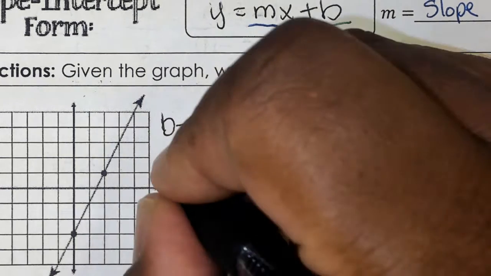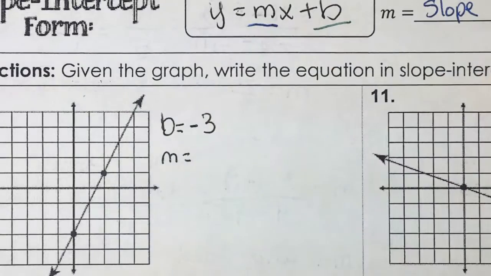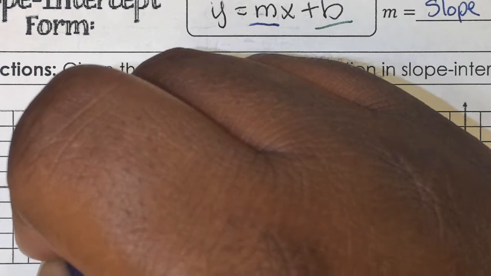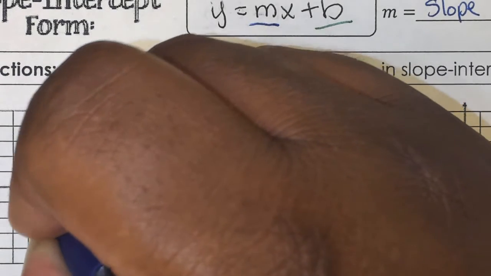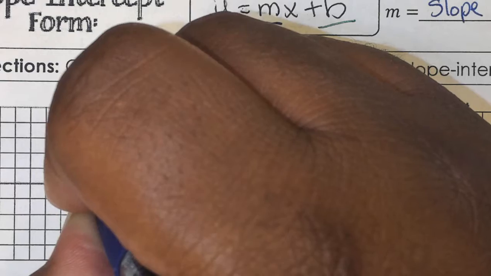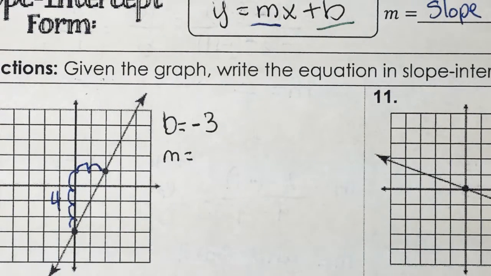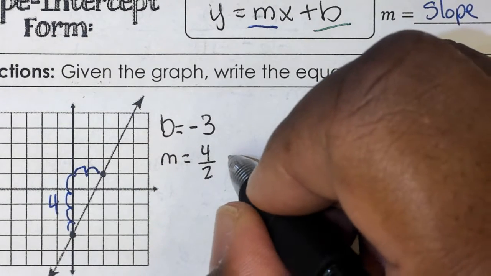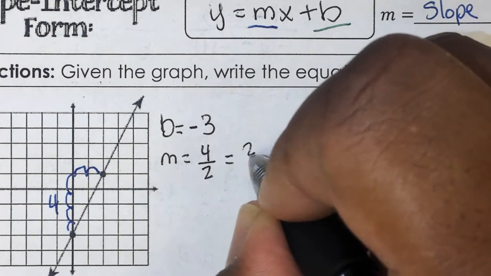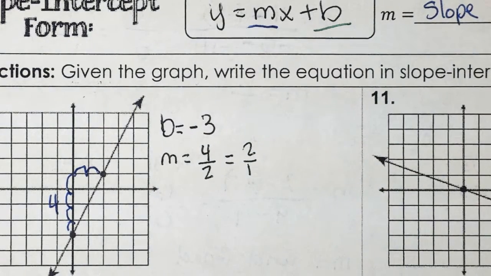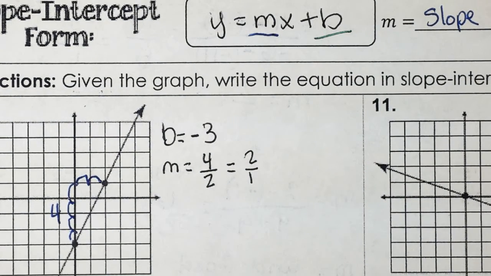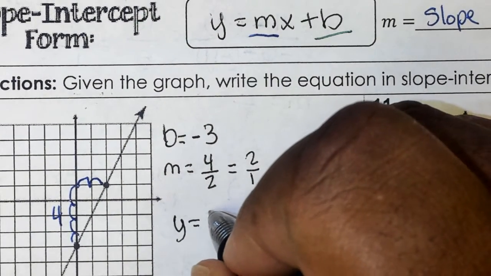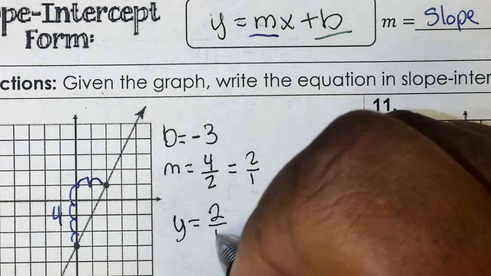Then after that you need to find slope. For the slope we counting. It's a positive line, so we're going up 1, 2, 3, 4, and then over 1, 2. 4/2, but you can't give me 4/2. No. 2/1. Alright. And now I'm ready to write my equation. Equation is y equals what? 2/1.